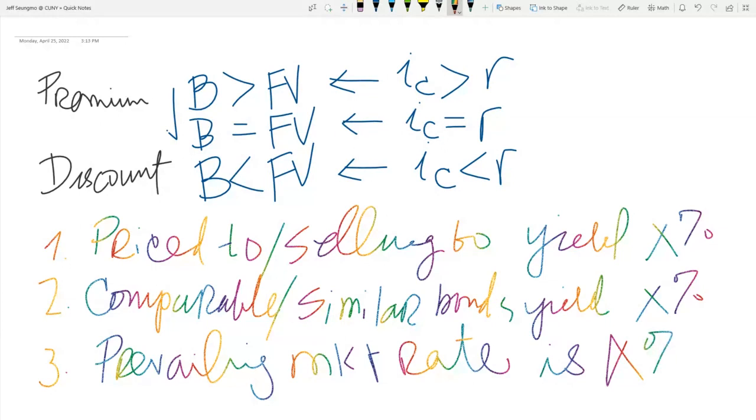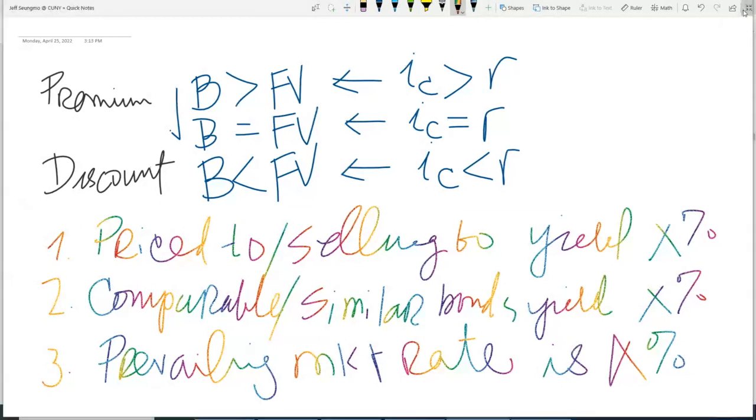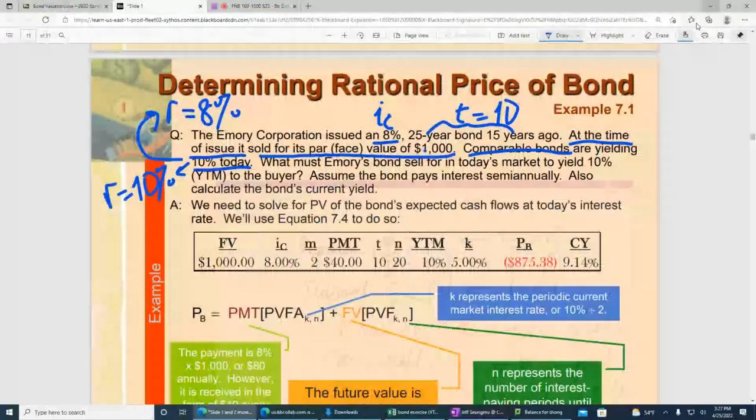Prevailing market rate is X%. Okay, so these are the ways that it is worded. They never say straightforward, this is the discount rate, right? The problems will never say this is the discount. But from that, you can tell, all right, this is the clue that the discount rate is 10%.